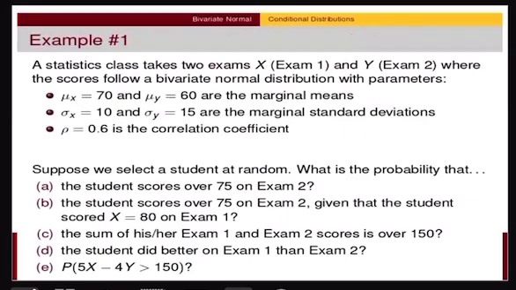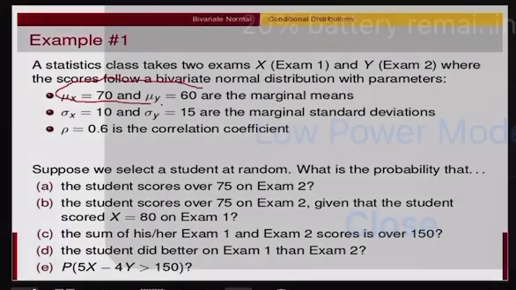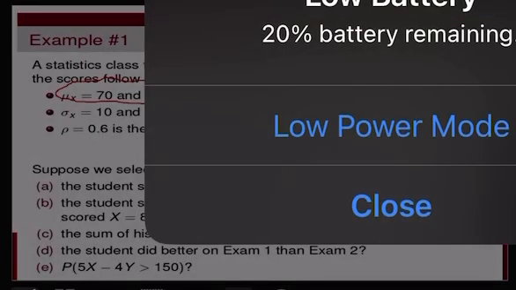A statistics class takes 2 exams. X is exam 1, Y is exam 2, where the scores follow a bivariate normal distribution with parameters. Now, you were given the mean of X and the mean of Y, which are the marginal means. And you were given the marginal standard deviations, and they also gave you the correlation.